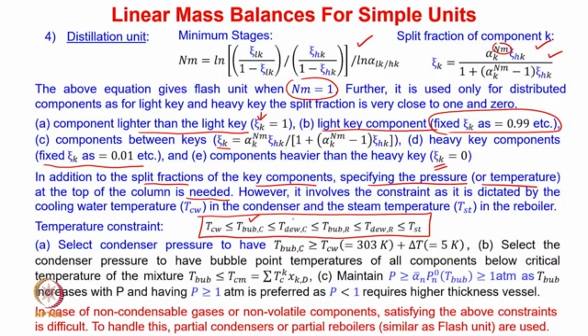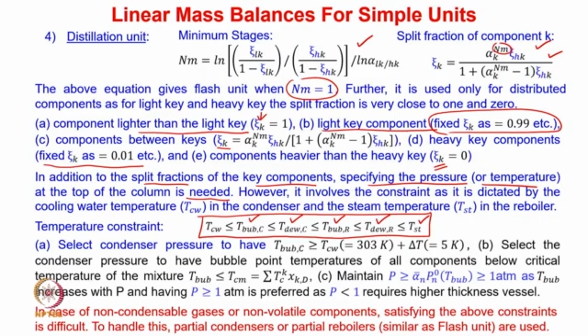Second constraint is that the dew point temperature of the distillate, or dew point temperature at the condenser, should be greater than the bubble point temperature. Then the bubble point temperature of the reboiler should be greater than the dew point temperature of the condenser. Again, the dew point temperature of the reboiler has to be greater than the bubble point temperature of the reboiler. And finally, the temperature of the steam that is used in the reboiler should be greater than the dew point temperature in the reboiler.